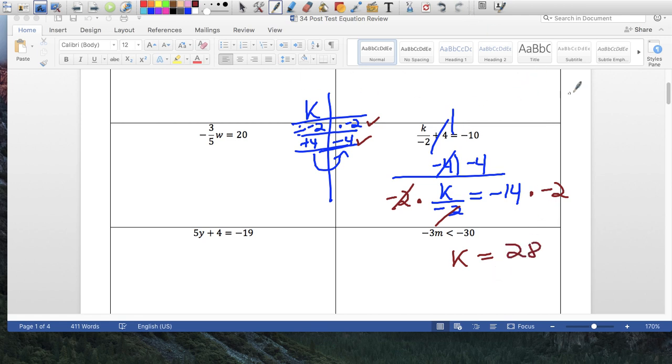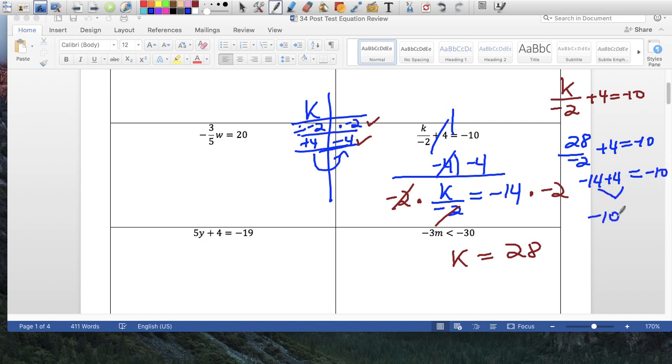Let's substitute. So again, let's go back to the original equation. The k was 28, so I'm going to take the k out and replace it with 28. So this is going to become 28 over negative 2 plus 4 equals negative 10. You can definitely use a calculator. 28 divided by negative 2 is negative 14, plus 4 equals negative 10. Negative 14 plus 4 is negative 10, which equals negative 10 on the other side. So we know our work is indeed correct.